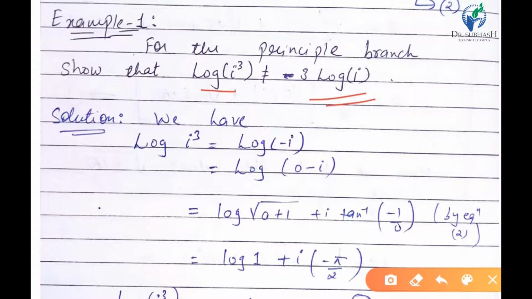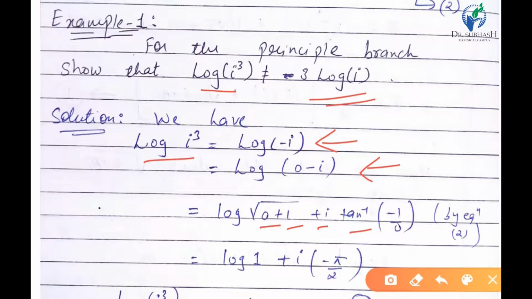Okay. Now first we will take the LHS portion, log of I cube. Now I cube is minus I. So here we are having log of minus I. We can rewrite it as log of 0 minus I. Now we will use the above equation 2, formula of equation 2, which is equal to log of under root of x square plus y square, that is 0 square plus 1 square, plus I tan inverse of minus 1 by 0. Simple argument we are finding.